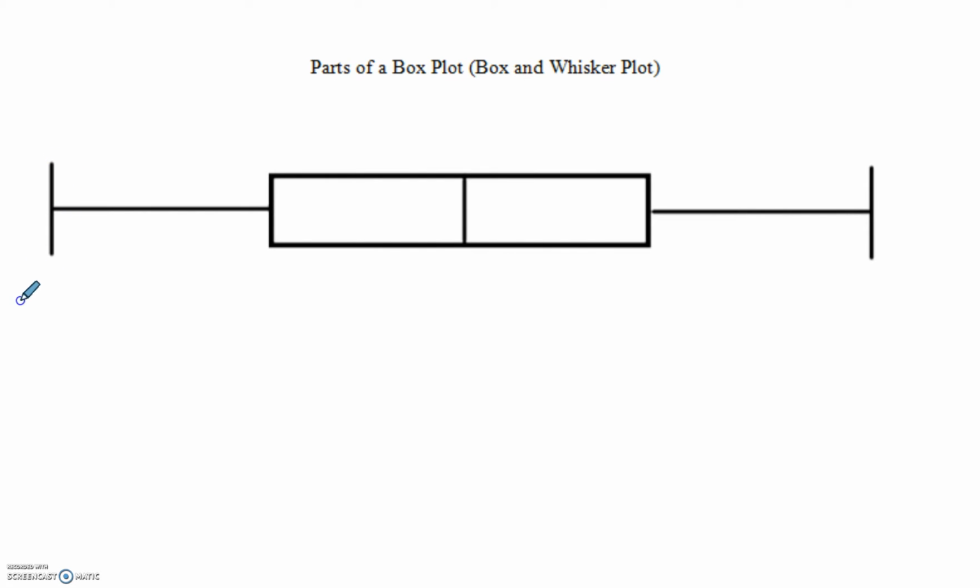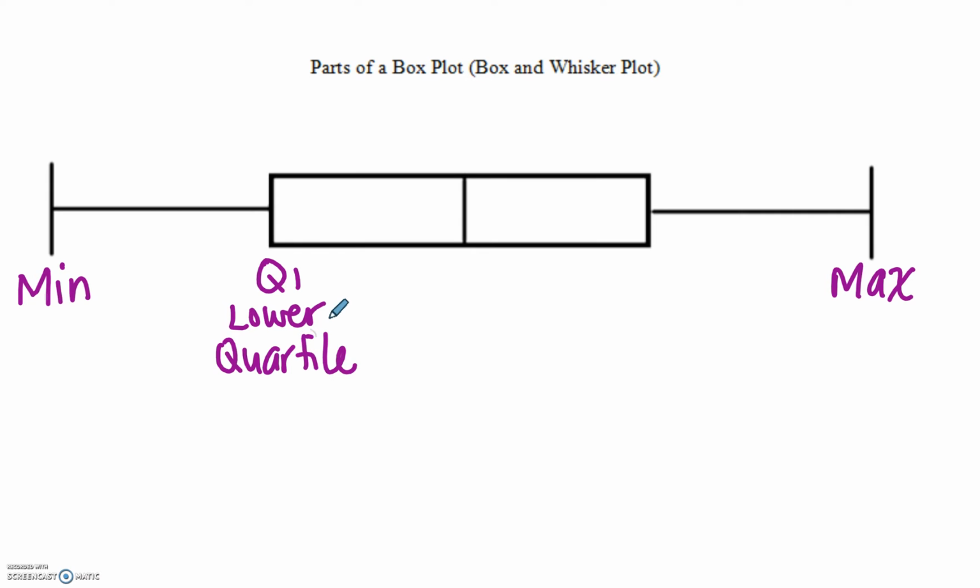Over here, this line right here represents your minimum value or the lowest value, while all the way on the other side is your maximum value. Now looking at the breakdown of the box part, we have our Q1 or our lower quartile. The second line represents our median, or our Q2.